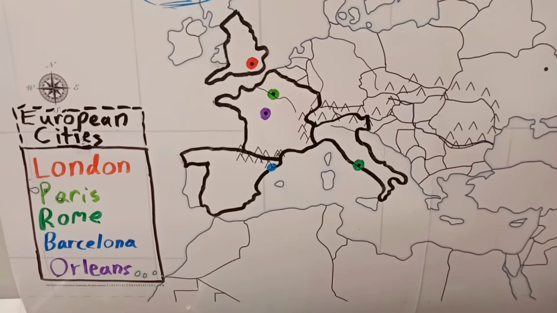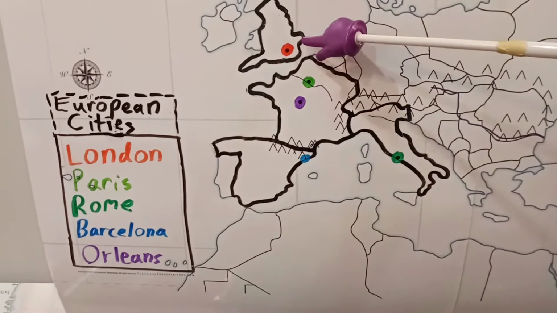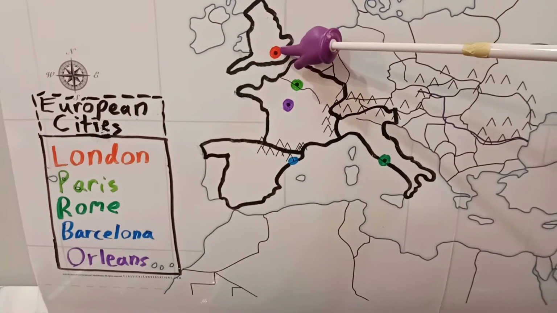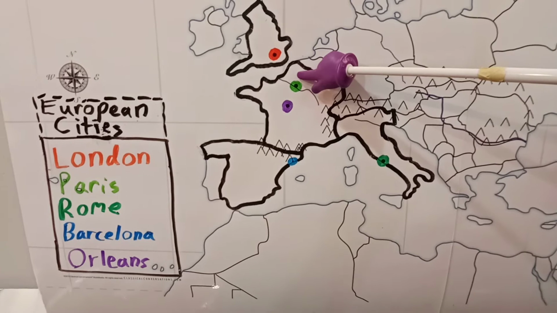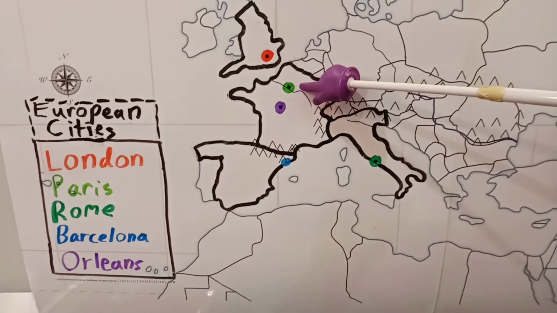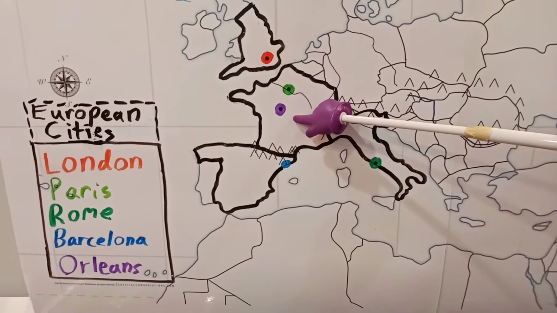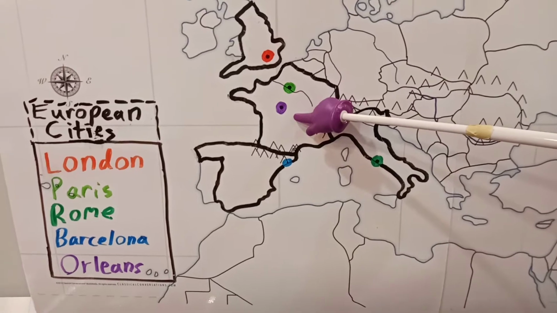Cycle 2, Week 5, European Cities and Geography. We're going to start here first in London, England. We're going to cross the English Channel and we're going to come down to the Seine River here to Paris, France. And we have Orleans, where our history sentence is about, the siege of Orleans.